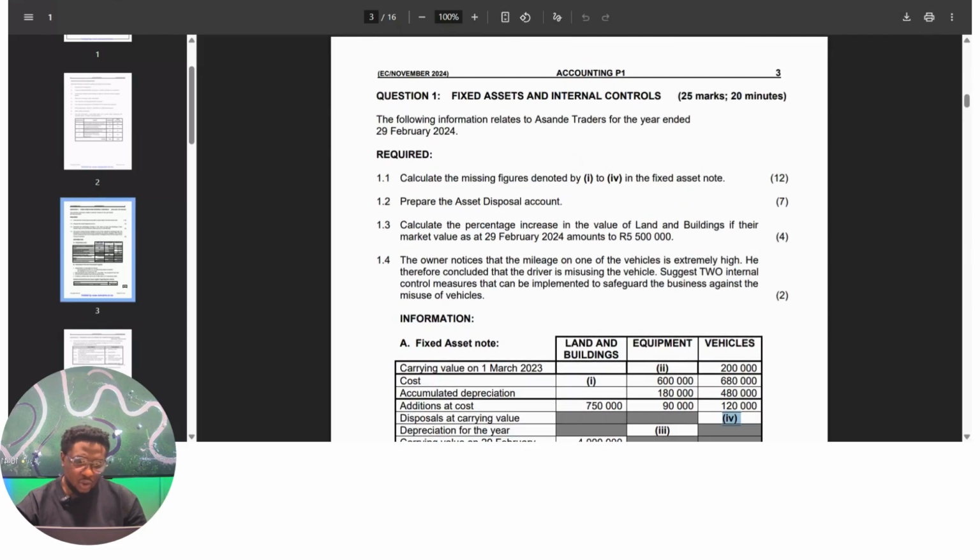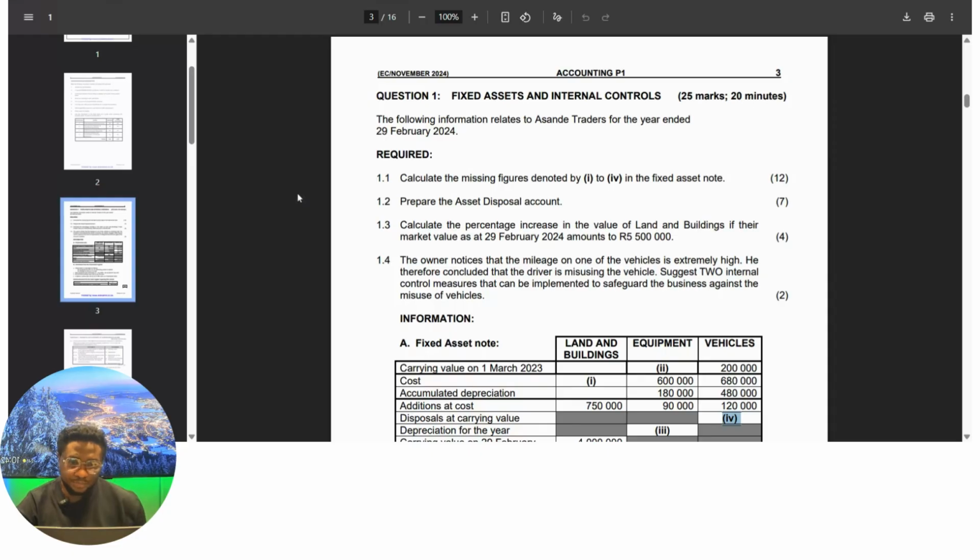And now I want us to look at the last few questions that are coming from here. It says calculate the percentage increase in the value of land and buildings if their market value as at 29 February 2024 amounts to 5,500,000.